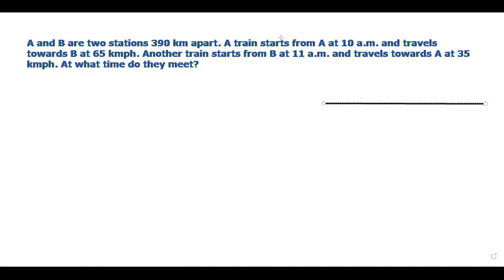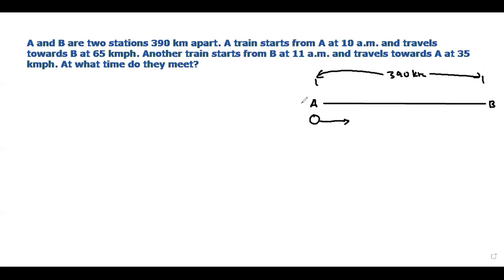All right. So let this be point A, and this be point B. Now, one of the trains starts to move from here. So let this be train one. He started to move from here, and this is the distance between A and B, 390 kilometers.